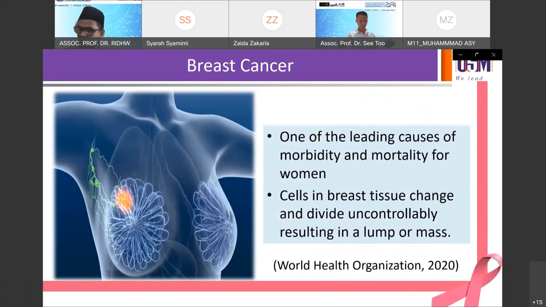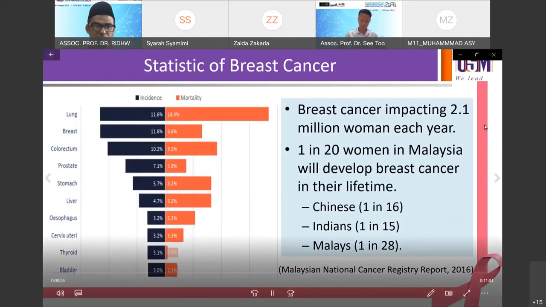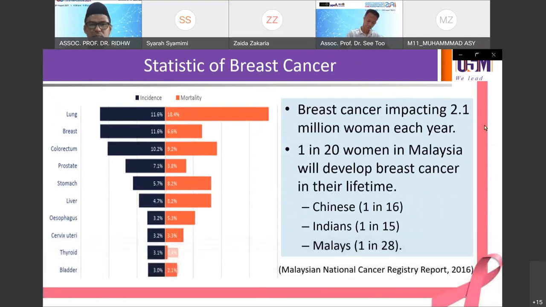Breast carcinoma is one of the leading causes of cancer morbidity and mortality for women globally, impacting 2.1 million women each year, which is approximately 50% of all cancer deaths among women. In Malaysia, 1 in 20 women faces a high risk of developing breast cancer, with the highest population being Chinese, followed by Indian, and lastly Malay, per 100,000 of the Malaysian population. The most feared form of cancer is when the cancer is metastatic.